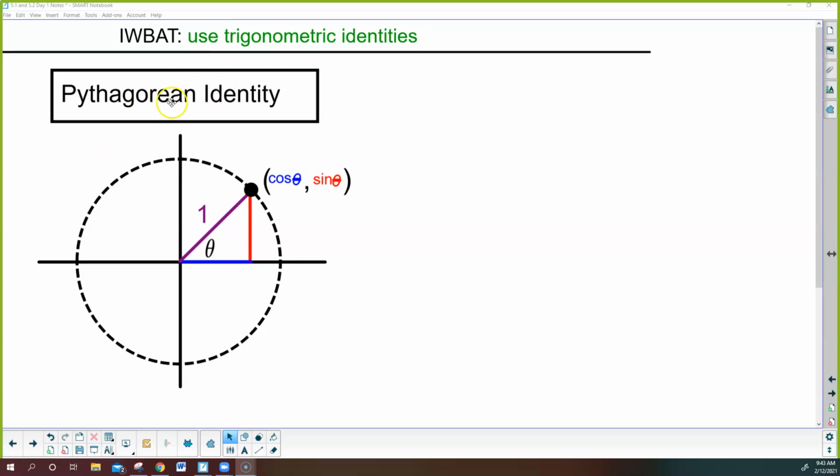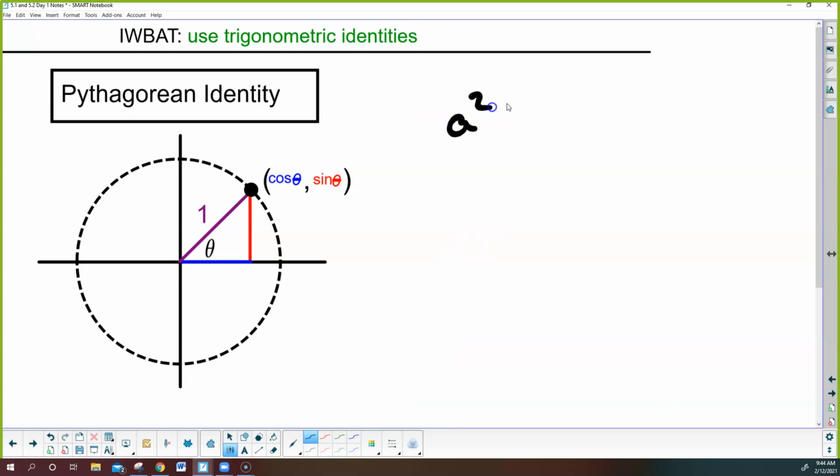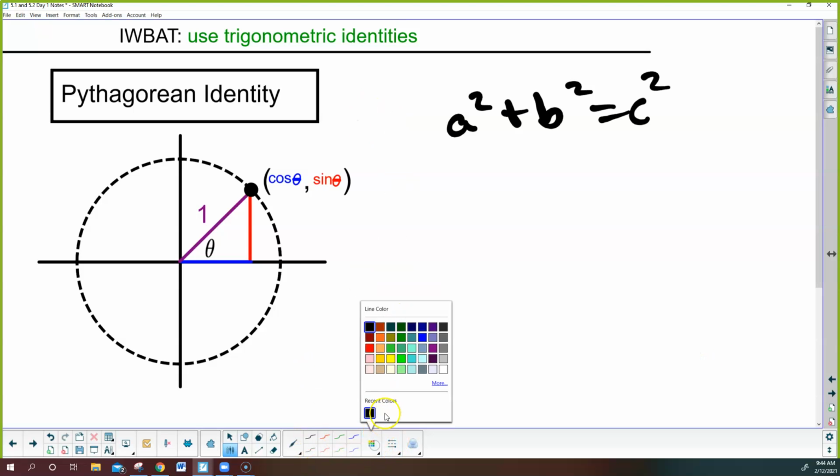Okay, let's set this Pythagorean identity up, and it's exactly what you think it is. The Pythagorean identity deals with the Pythagorean theorem. So we're going to base this off of a squared plus b squared equals c squared. I know in geometry, a lot of times we put the c squared on this side. It doesn't matter, but let's think about what that means in the context of this setup.